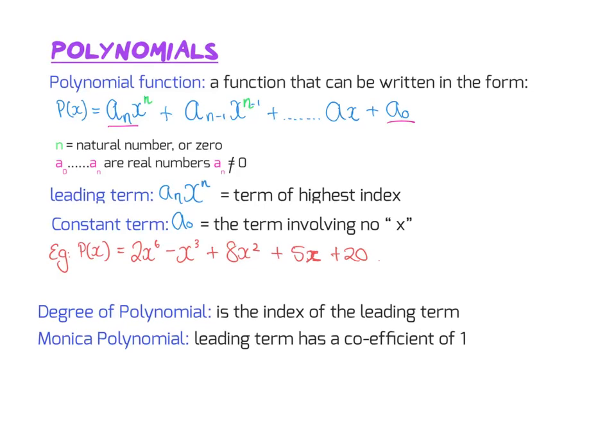Okay, our next topic is polynomials. So a polynomial is a function that can be written in the form that we can see here. So we've got p of x. They've just decided to call this function p, as in a polynomial. And then you'll have a term and it will have a power. And then you have your next term, which will have a power that's lower than the first.